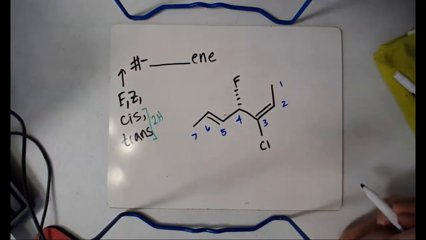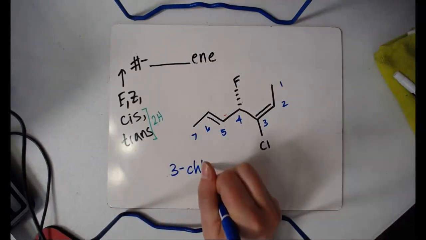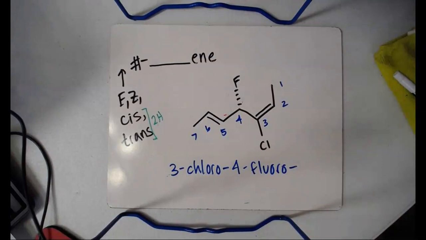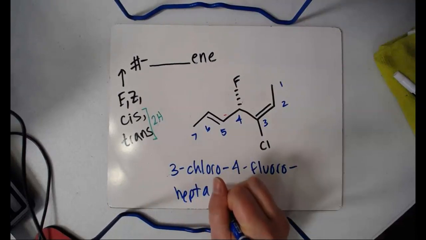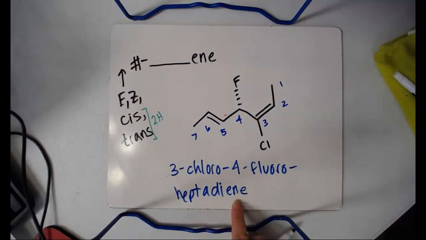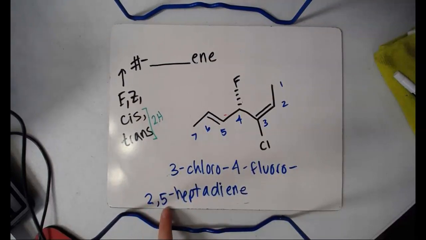Alphabetically, our chlorine goes first. So I'm going to leave some room over here, but we're going to start with 3-chloro, 4-fluoro. We have a 7-carbon chain. We know it's hept-. We have alkenes, so -ene, but 2 alkenes, so we are going to call this heptadiene. The hepta is 7 carbons, and the di is because there are 2 double bonds. We do need to say where they're located. So right here in the front, we're going to say 2,5. So that's a double bond at carbon 2 and a double bond at carbon 5.